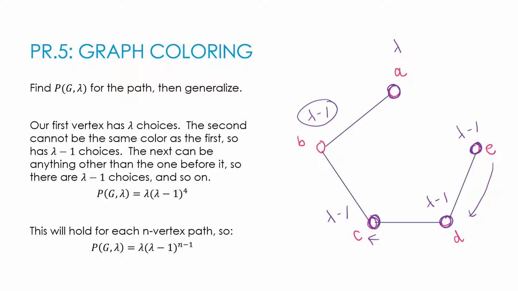So essentially it's lambda times lambda minus 1 to the however many vertices I have take away 1. So for this particular example, we had lambda times lambda minus 1 to the 4th, but essentially for any n path, n vertex path, we're just taking 1 away from that, because with the exception of the very first vertex, each of the others has lambda minus 1 choices.